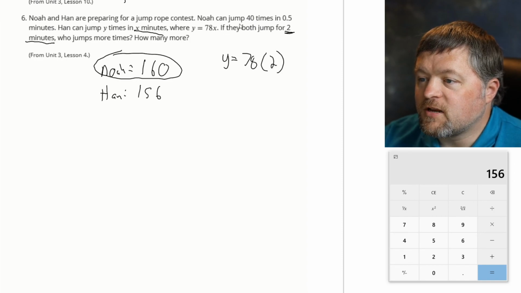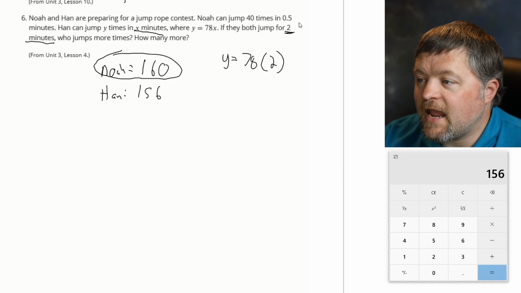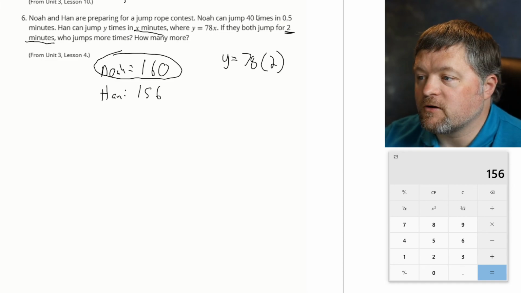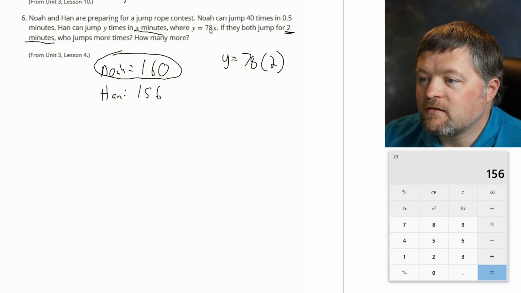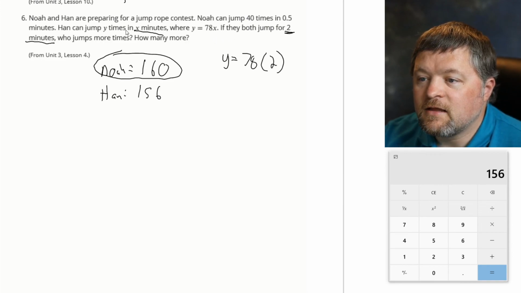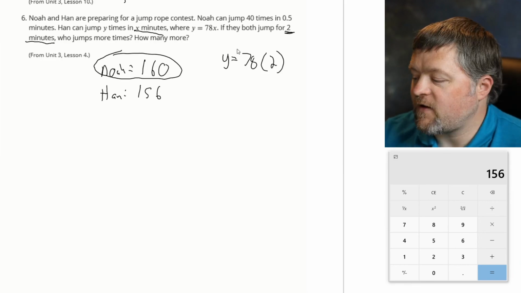We could also tell that pretty quickly once we figured out that Noah jumped 80 times in 1 minute. That gives us a unit rate we could compare. His unit rate is 80. Han's unit rate is 78. However many minutes they jump, Noah will jump more times because his unit rate is faster.